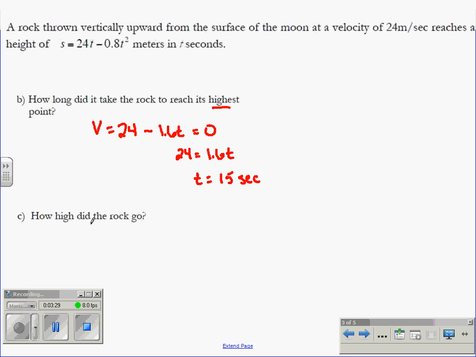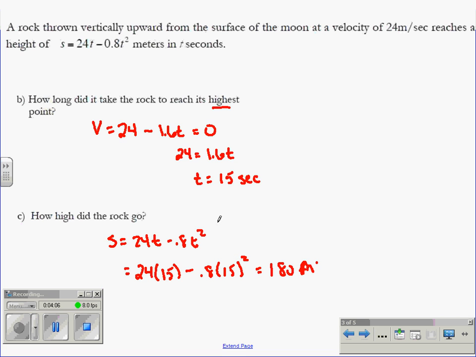The follow-up question that's usually asked is, how high did the rock go? To determine that, we go back to our height formula, our position formula. s equals 24t minus 0.8t squared, and we plug in the 15 seconds that we just found. So the height equals 24 times 15 minus 0.8 times 15 squared, which equals 180 meters. So this rock would have been thrown up in the air 180 meters, and it would take 15 seconds to get that high.